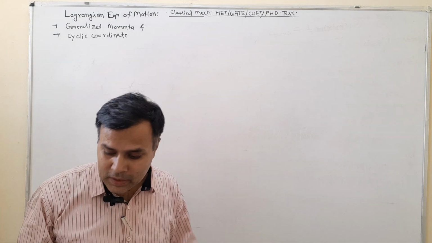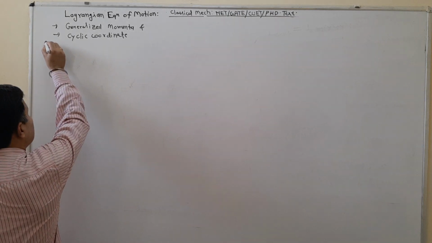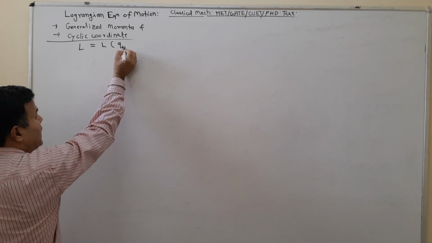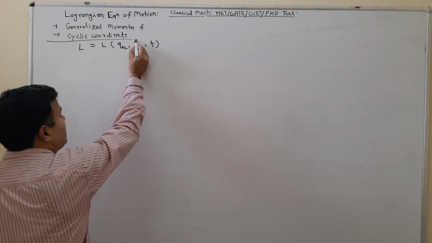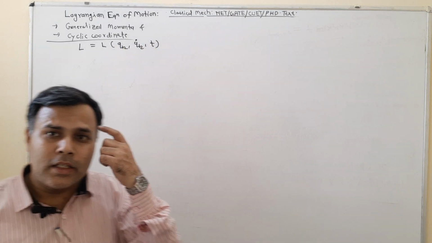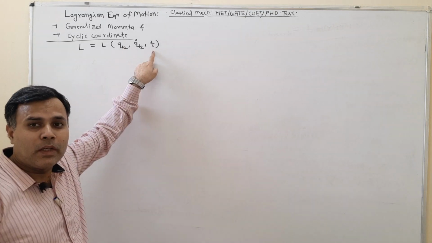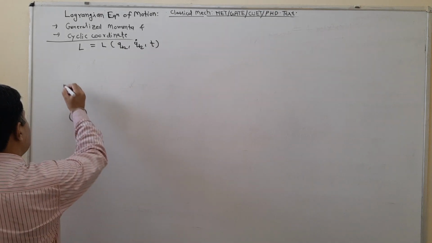So let us see. We have discussed that the Lagrangian is basically a function of qk, qk dot, and t, that is, generalized coordinate, generalized velocity, and time explicitly. So what is the equation of motion? We have the Lagrangian equation of motion.